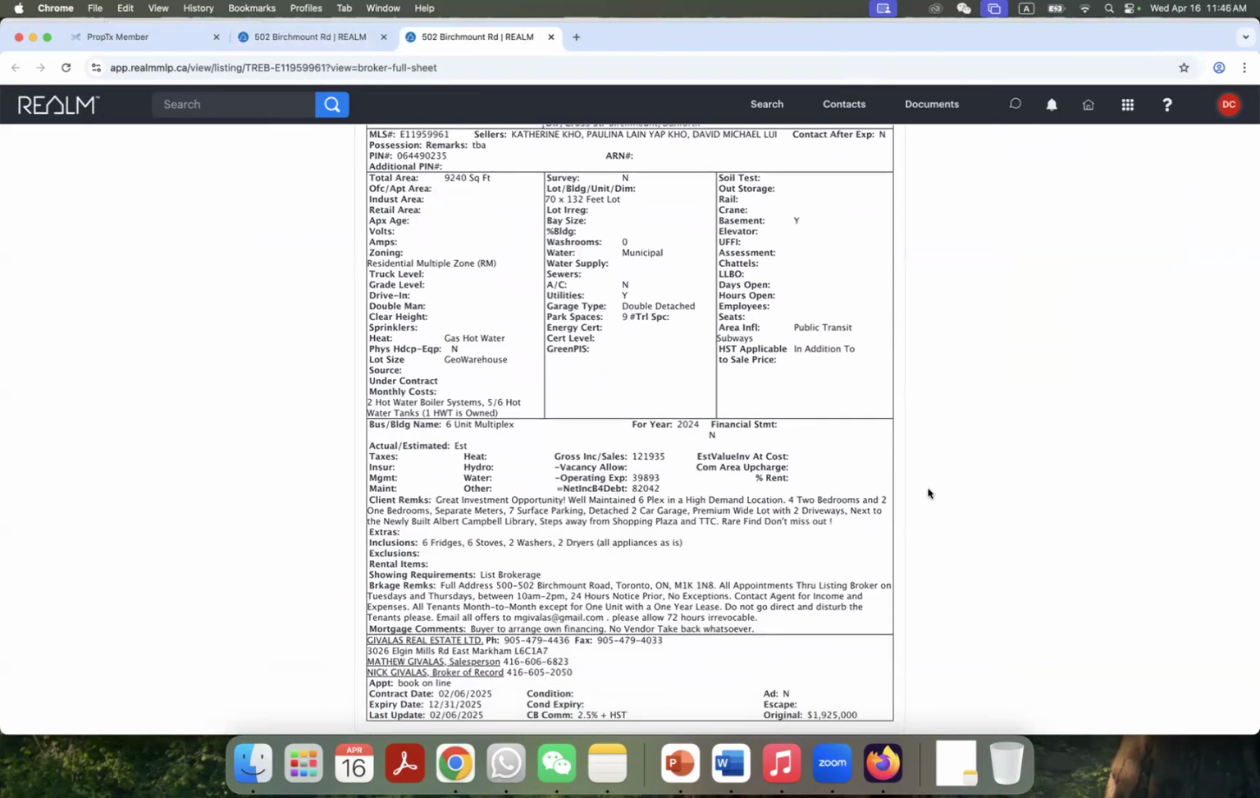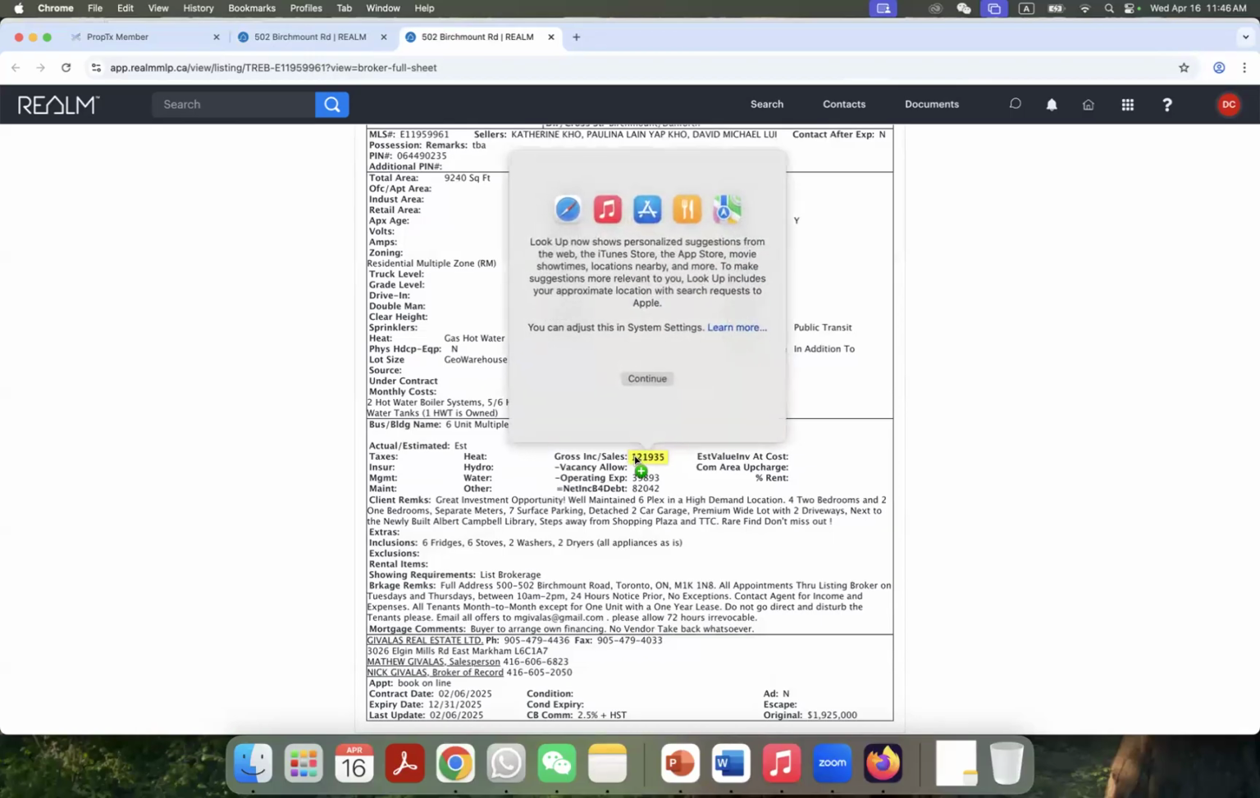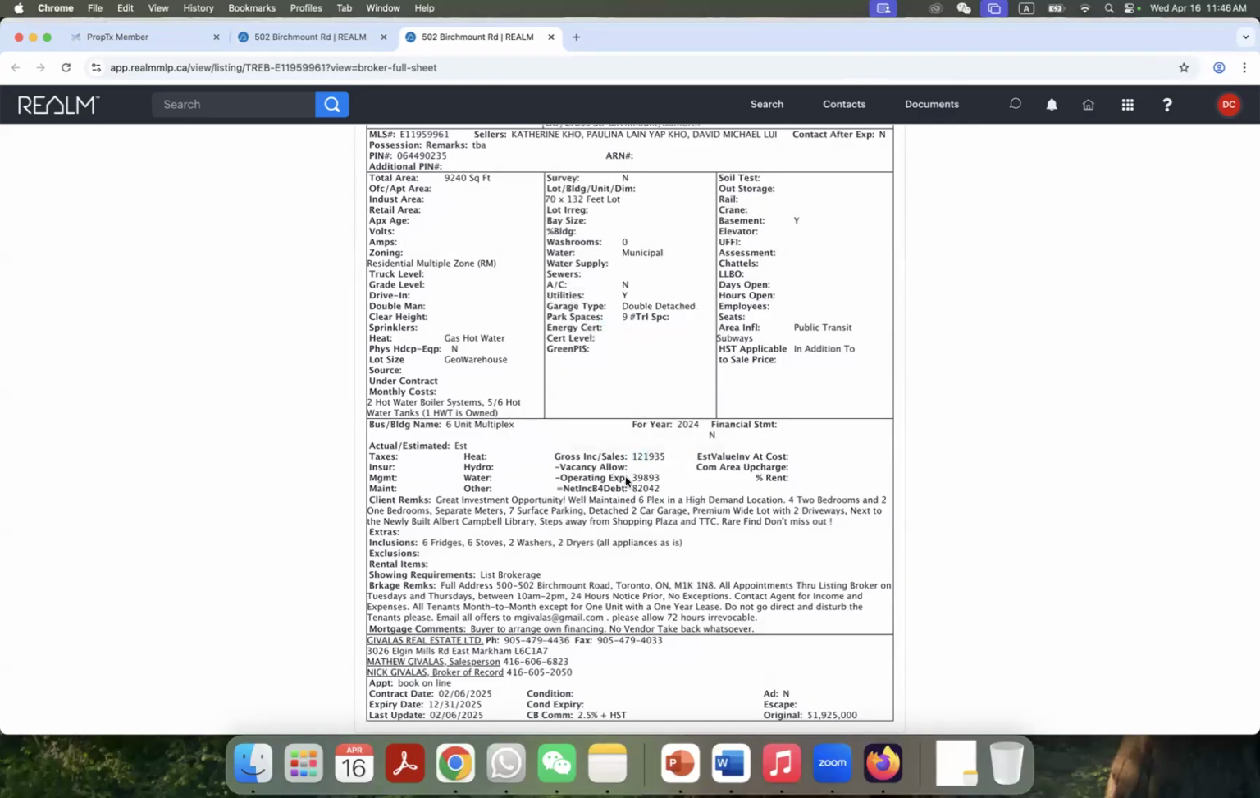We're going to pre-offer for this one. Look here. That's what I'm looking for. The gross income. Look here, 121,935. You see the operating cost. Look here, they have 39,893. So that's the net income. Look, the net income here, 82,000. So based on the net income, you divide by the purchase price.